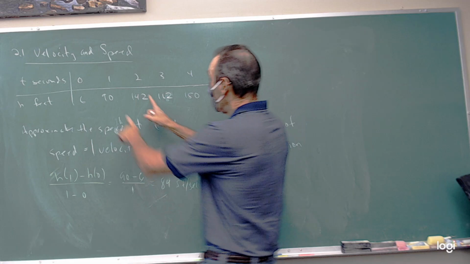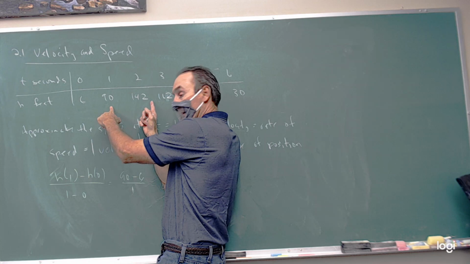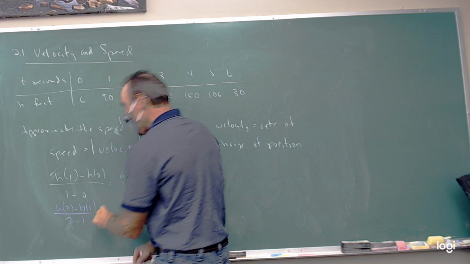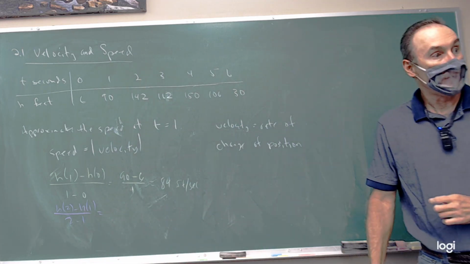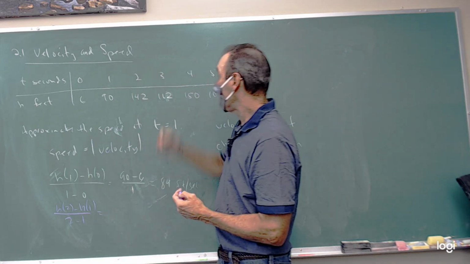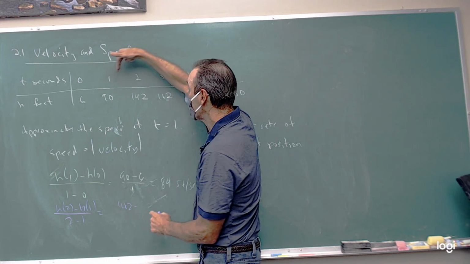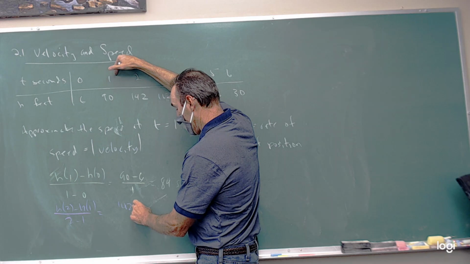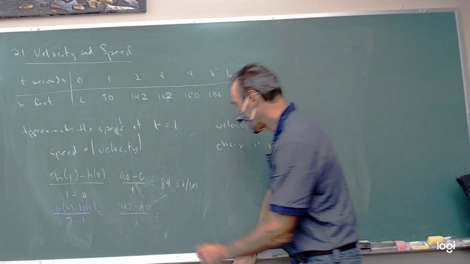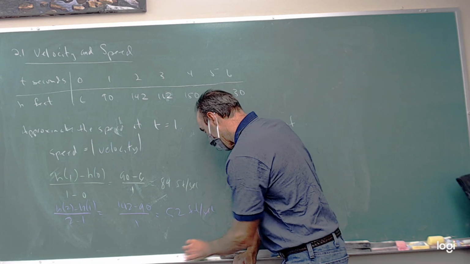Now, second way is we could use the value at the time we're interested and the one a little bit later. So we could say h of 2 minus h of 1 over 2 minus 1. That would be a reasonable approximation to the speed or velocity. And so h of 2 is going to be, good, 142, minus the h of 1, which is 90, and 2 minus 1 is 1. See, 142 minus 90, I got 52. Does that sound right? And again, feet per second.